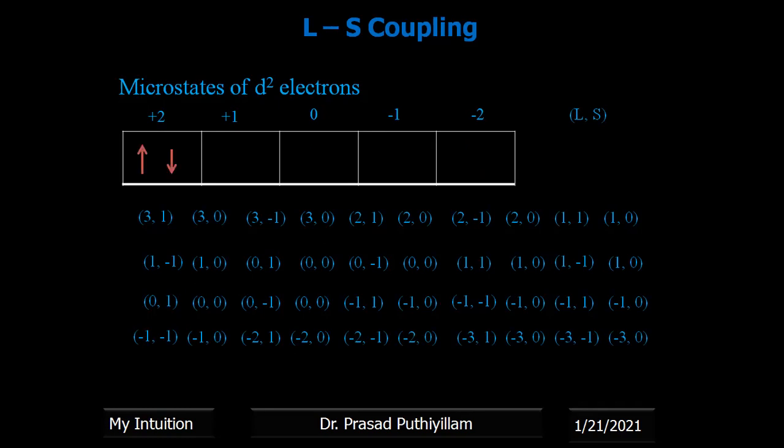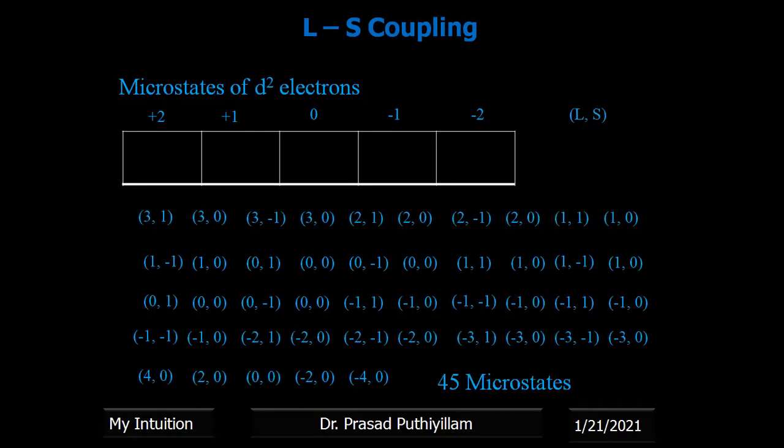Now it is the pairing stage. So the electrons are paired in the +2 level, that is 4 0, then 2 0, that is 0 0. This will be minus 2 0, and finally minus 4 0. So there are a total of 45 microstates. First level it is 10 states, then 20, 30, 40 and 45. There are a total of 45 microstates possible for d2 electrons.